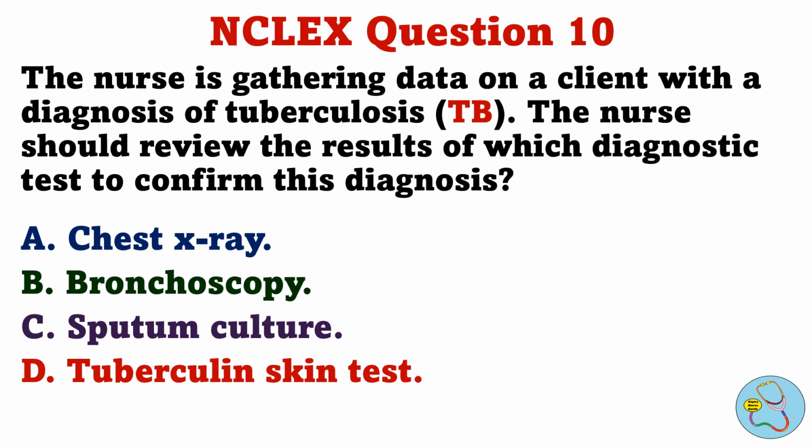Question 10. The nurse is gathering data on a client with a diagnosis of tuberculosis. The nurse should review the results of which diagnostic test to confirm this diagnosis? A. Chest X-ray. B. Bronchoscopy. C. Sputum culture. D. Tuberculin skin test.